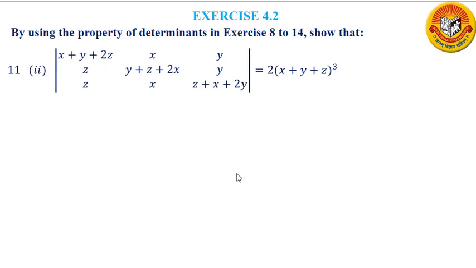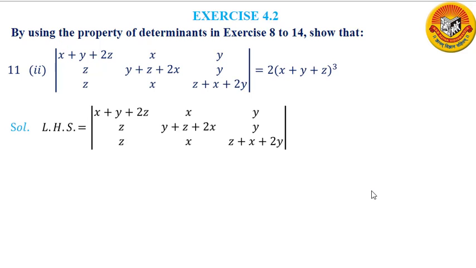Okay. Now let us come to the second problem of this 11th sum. Here I have to prove that this left hand side is equals to 2 times x plus y plus z the whole cube. So let us start with left hand side.